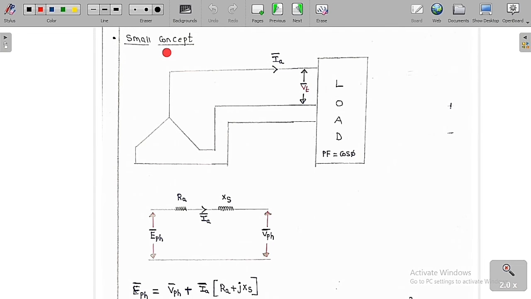Now we'll discuss some important concept here. Just a small concept. I've already told you this is basically a 3-phase alternator. So whatever the armature coil present on the stator is star connected. So we are going to connect a load.